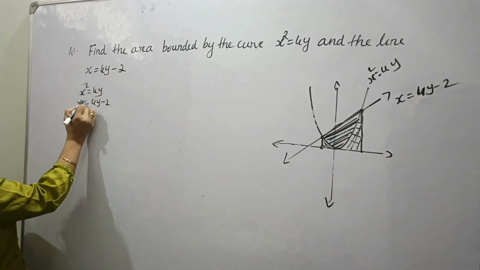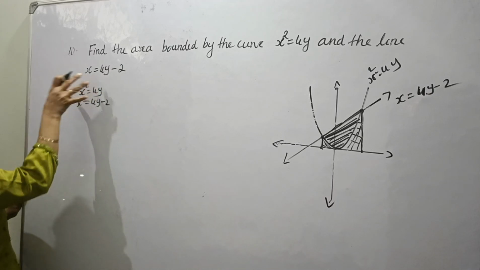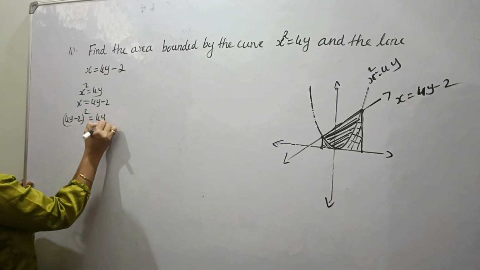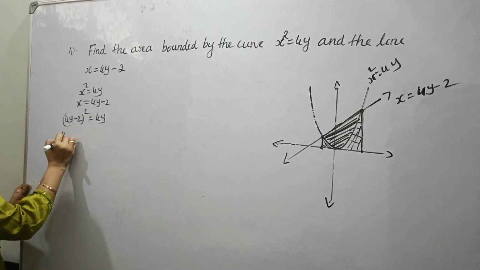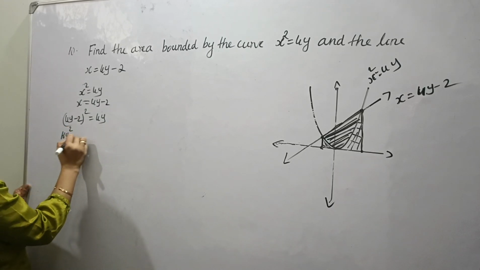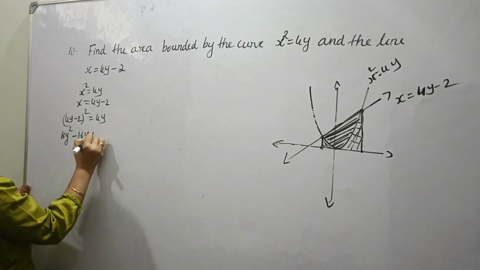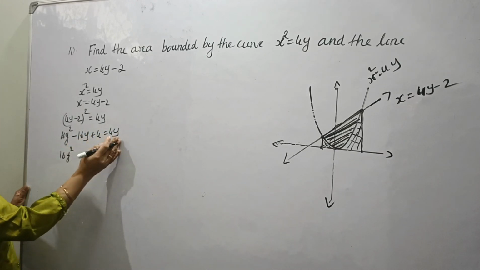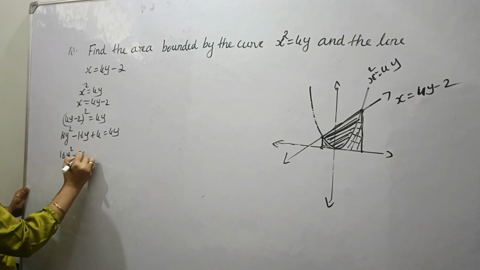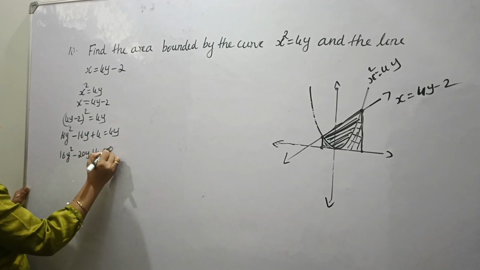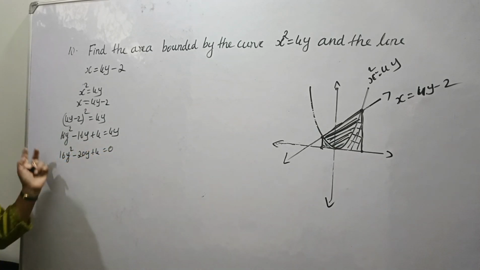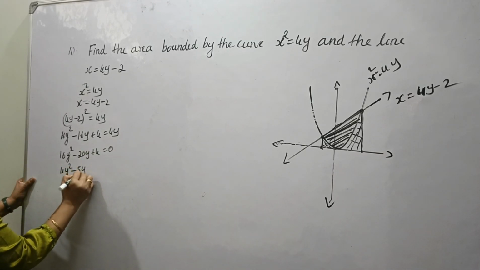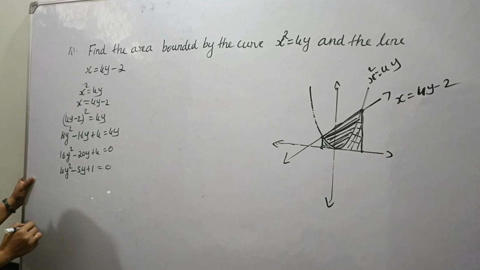Let's substitute x is equal to 4y minus 2 in the first one, that is 4y minus 2 whole square is equal to 4y. Expand it: 16y square minus 16y plus 4 is equal to 4y. Taking 4y to the left side, it will be 16y square minus 20y plus 4 is equal to 0. Here 4 is common, we can take it out and cancel, that is 4y square minus 5y plus 1 is equal to 0, right?